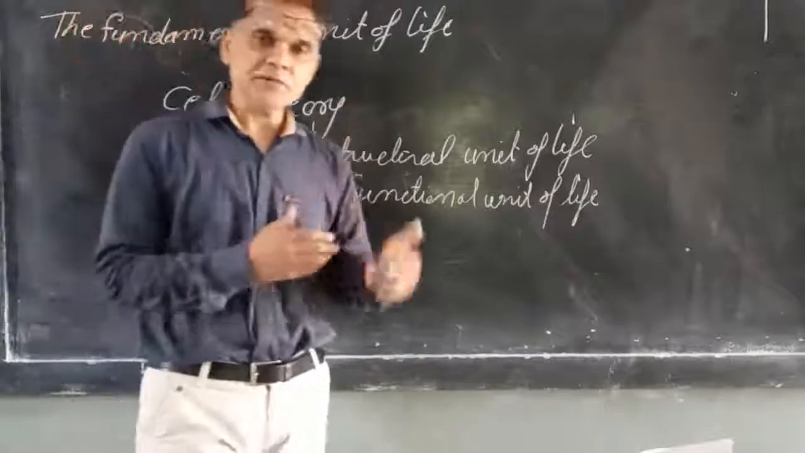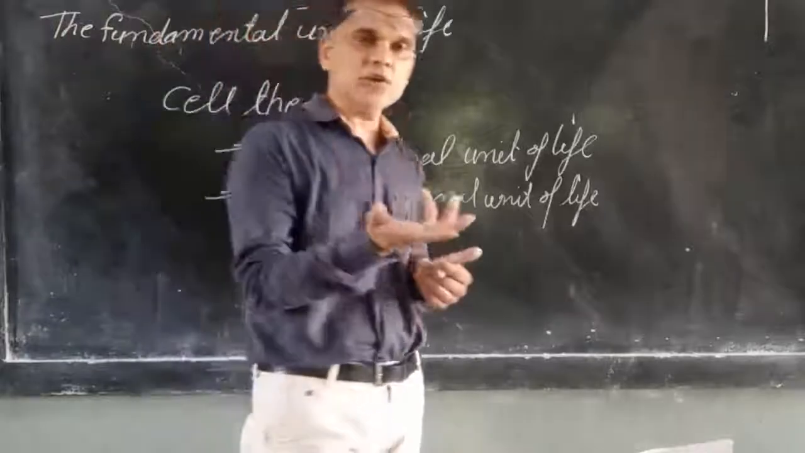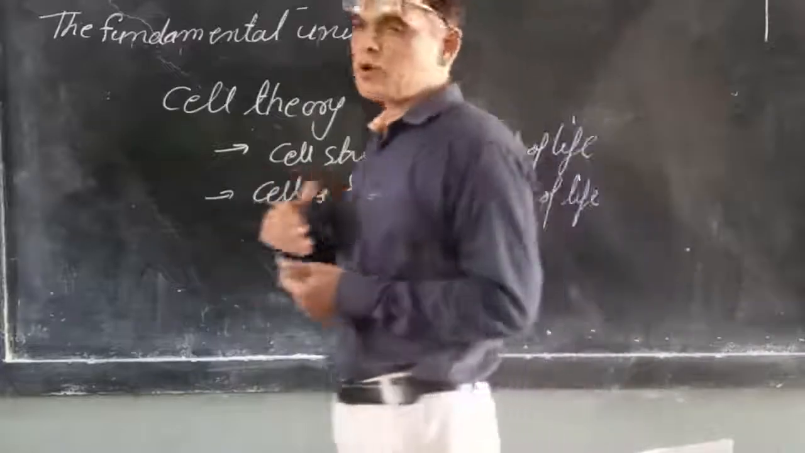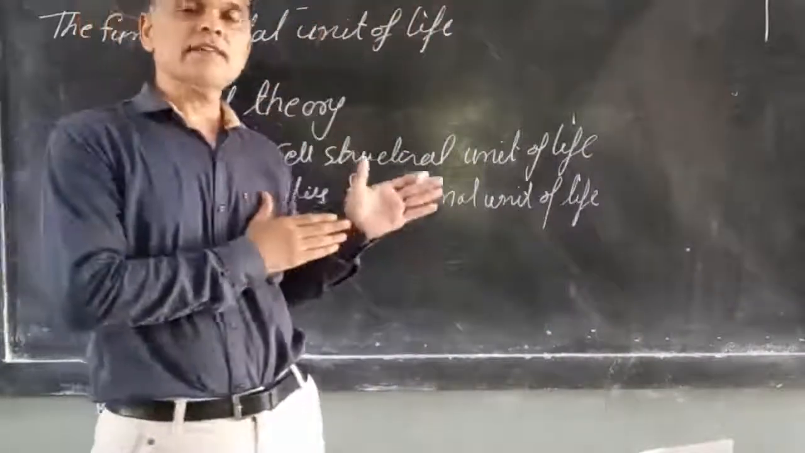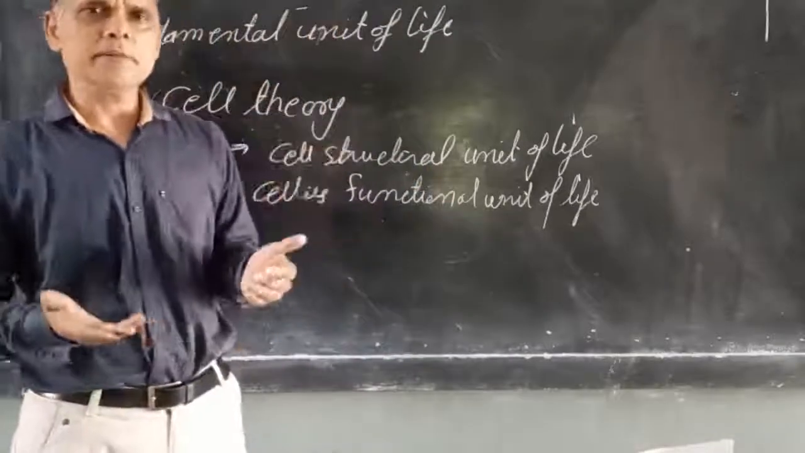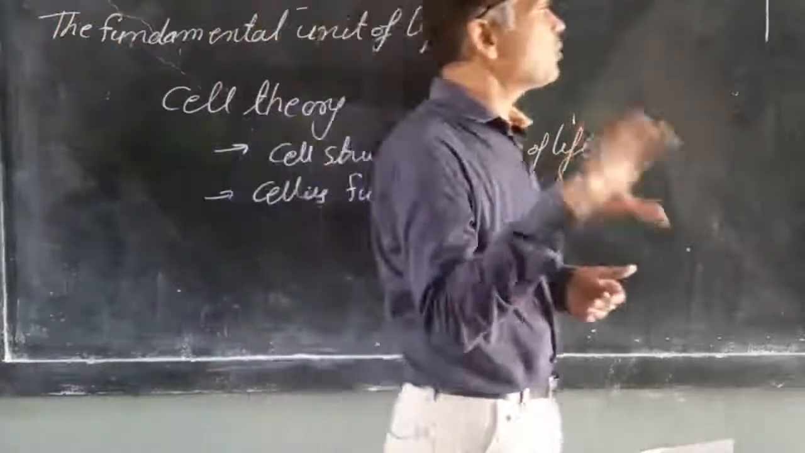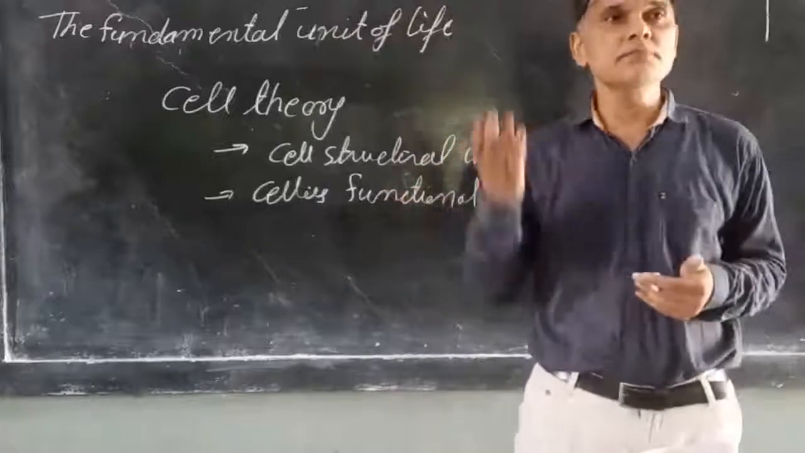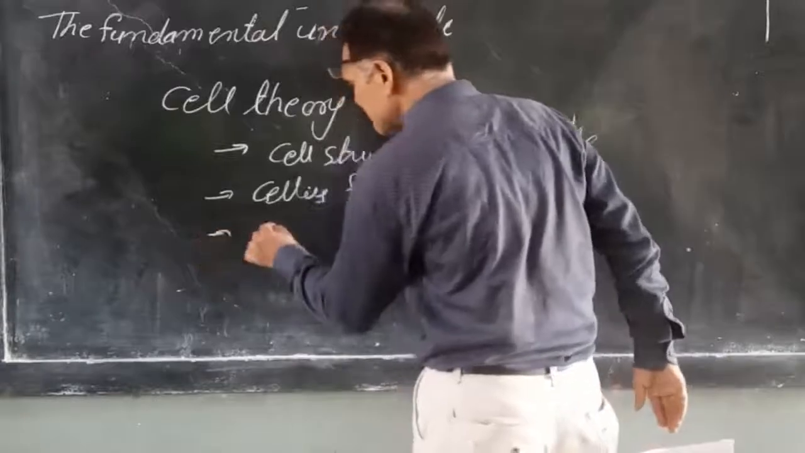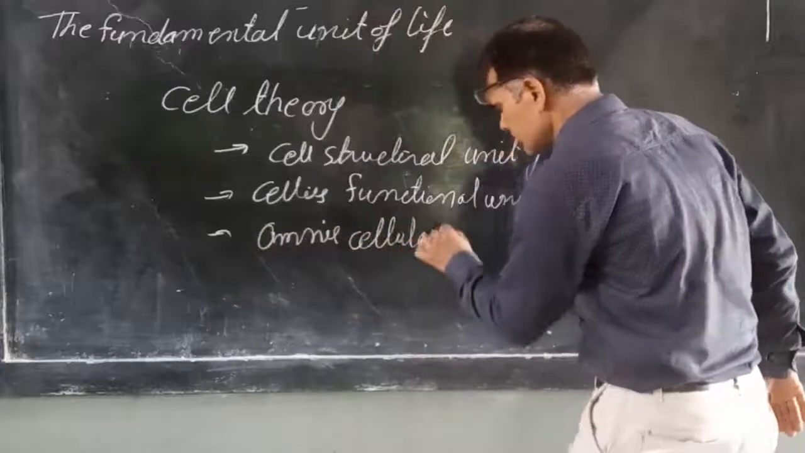Like digestion or respiration. Respiration occurs at the smallest level by the cell. Inside the cell, mitochondria produce energy by utilization of carbohydrate or glucose. So respiration, digestion and any other function are performed by the cell at the smallest level. That's why it is the functional unit, meaning all the functions are performed by the cell. And the next point is omni-cellular.